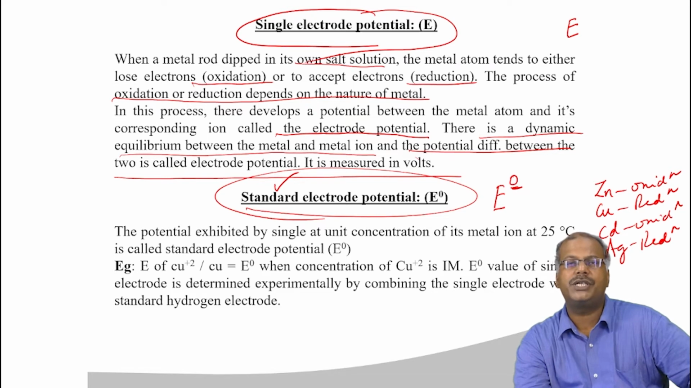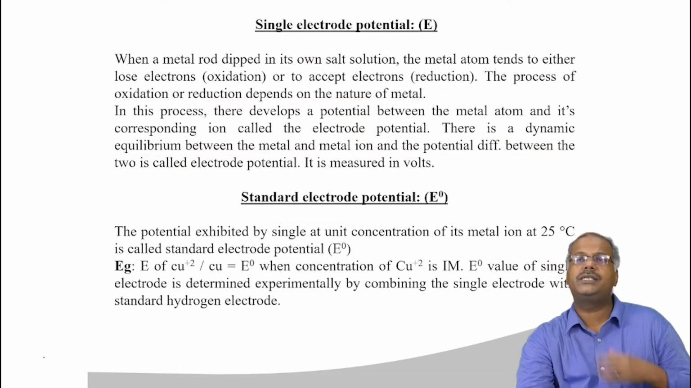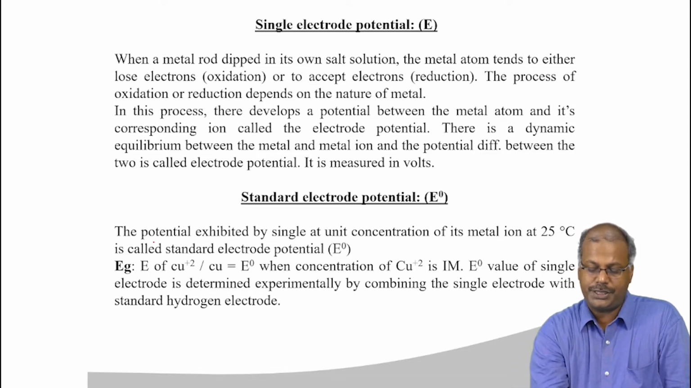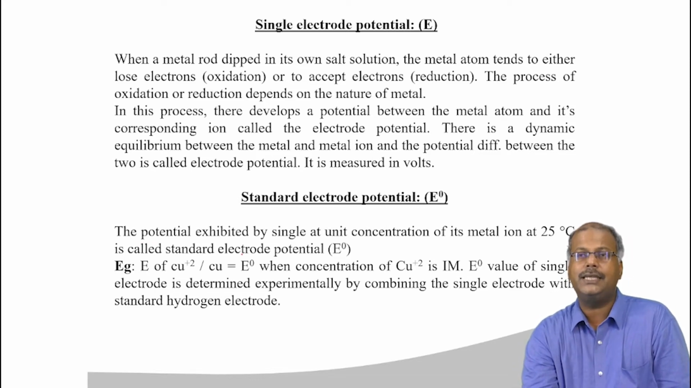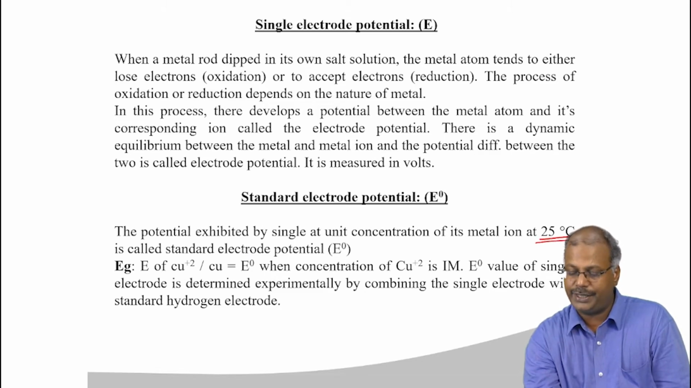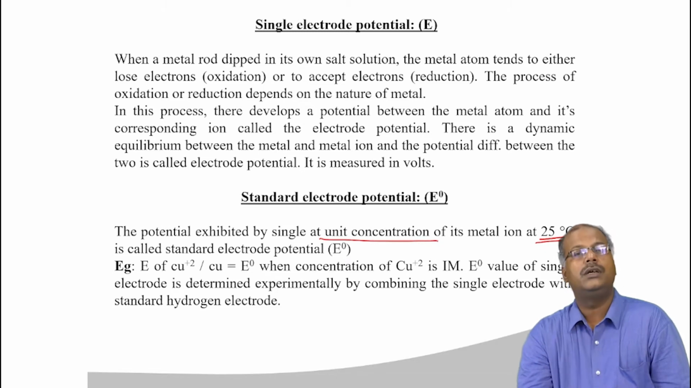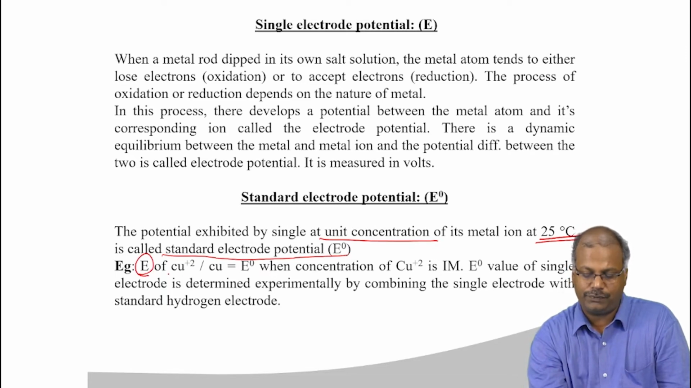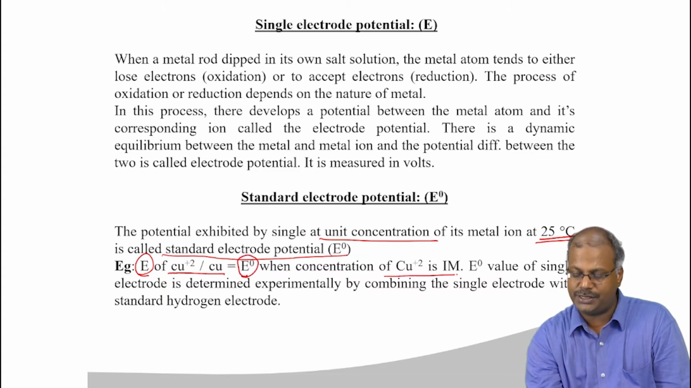Electrode potential is measured in volts. What is standard electrode potential, E naught? The potential exhibited by a single electrode at unit concentration of its metal ion at 25 degrees centigrade is called the standard electrode potential, E naught. For example, the single electrode potential of copper becomes the standard potential when Cu2+ is 1 molar, that is, unit concentration.